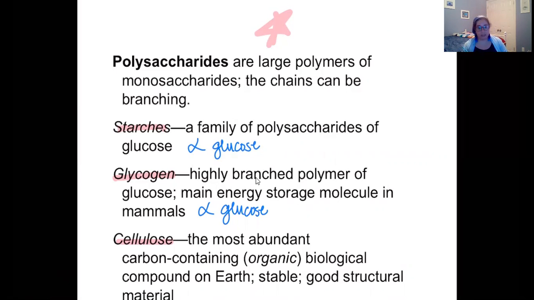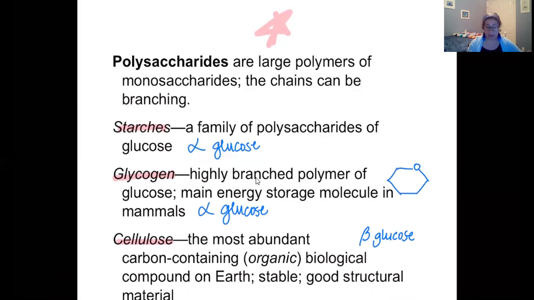Cellulose is different. Cellulose is made of something that's called beta glucose. And so it has a different shape to it. It's got that hydroxyl group at carbon number 4 pointing up instead of pointing down the way it is in alpha glucose. So a real quick sketch of what that would look like. That's a terrible sketch. Let's try that again.